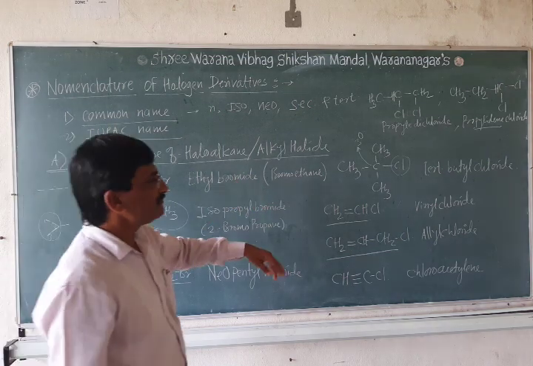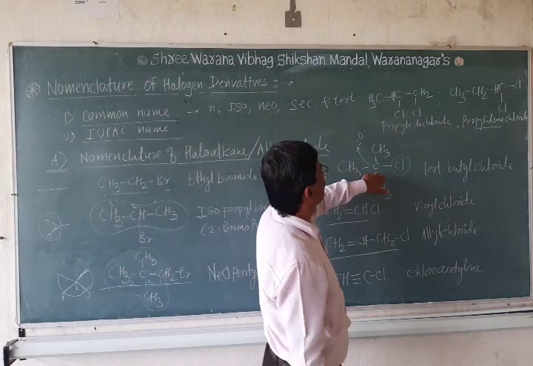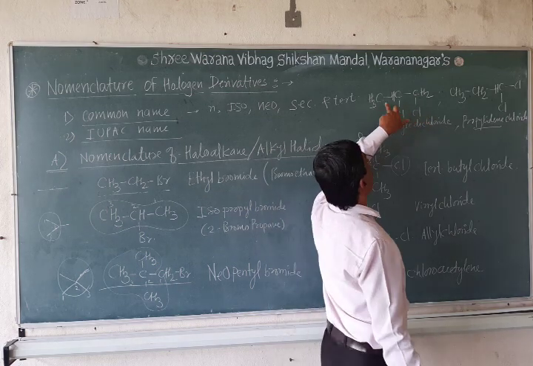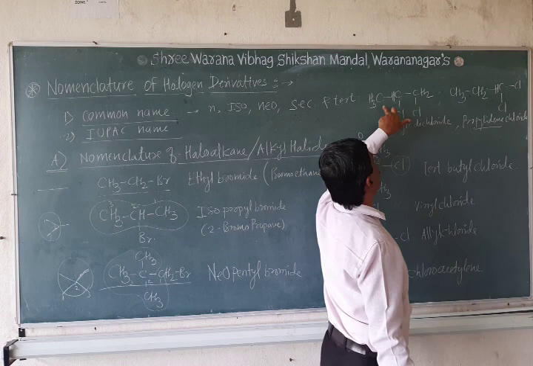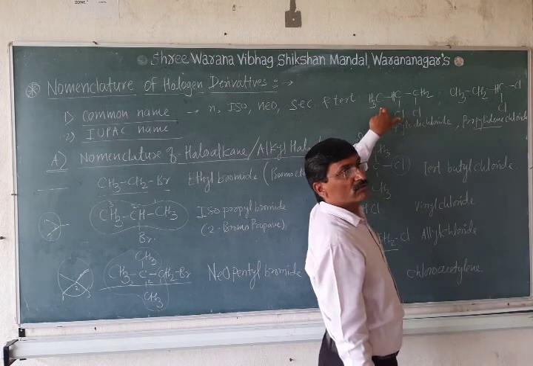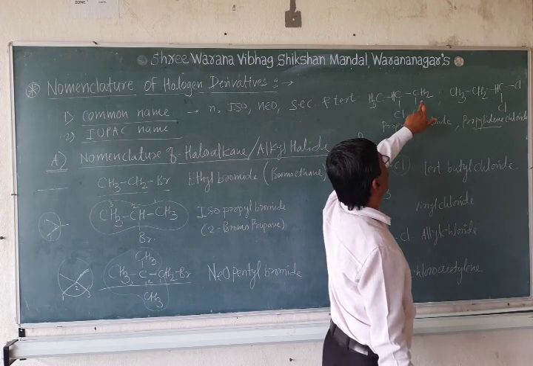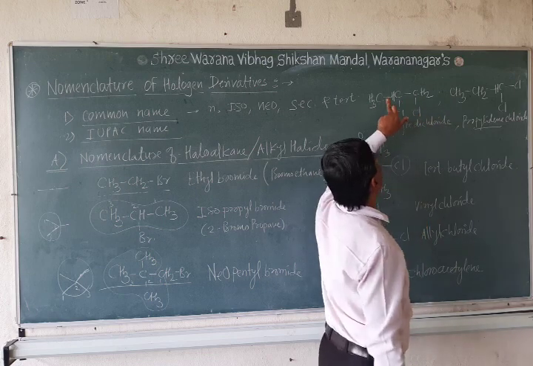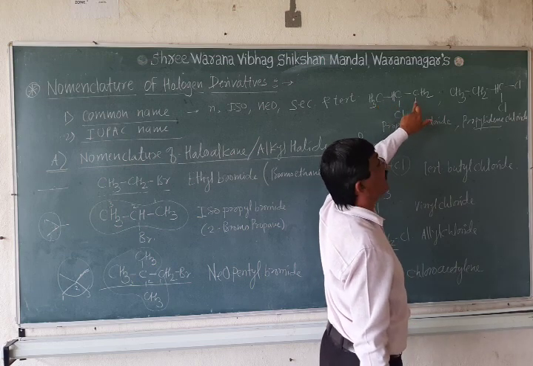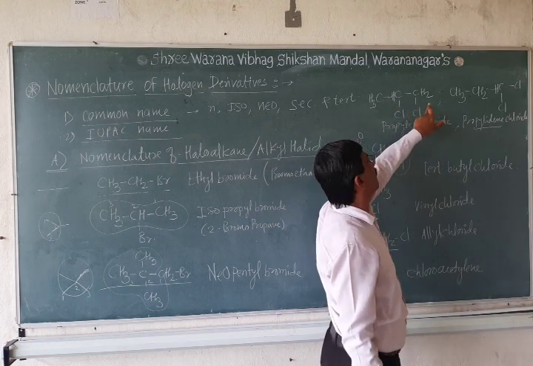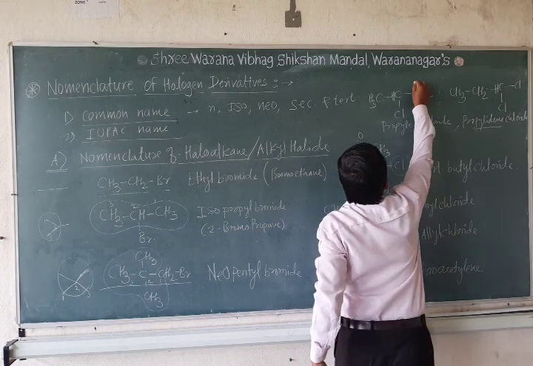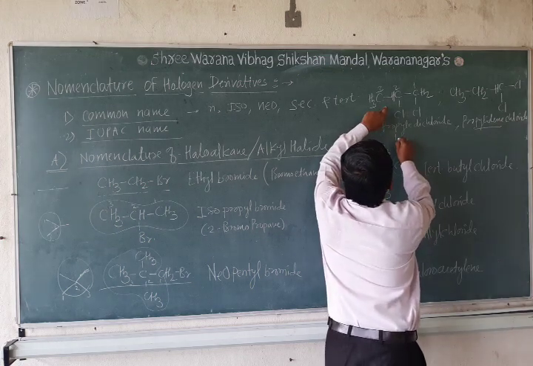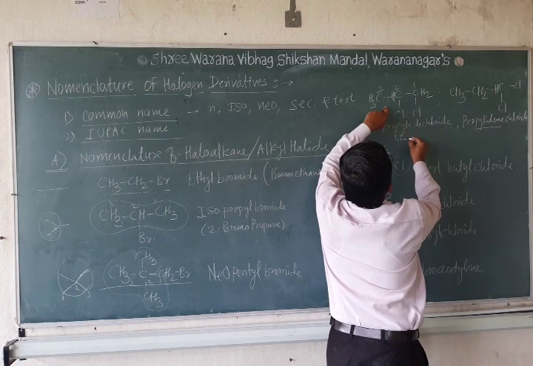What about this? If you take under consideration numbering, it should start from this carbon: 1, 2, 3, because of the lowest locant rule. According to the lowest locant rule, the summation 1 plus 2 is equal to 3. If you take 1, 2, 3 the other way, that means 2 plus 3, it becomes 5, and that's why the first rule is the correct one. The numbering should start as 1, 2 and 3. Therefore, the name of this compound is 1, 2, di.